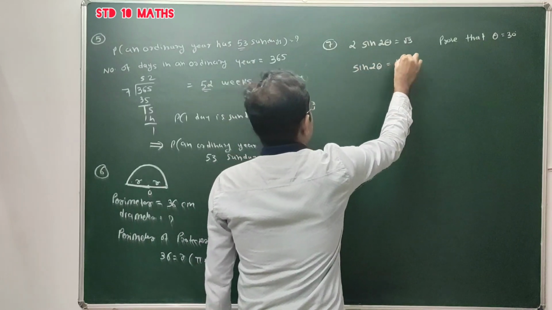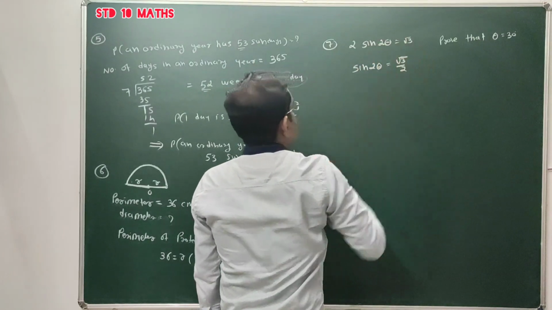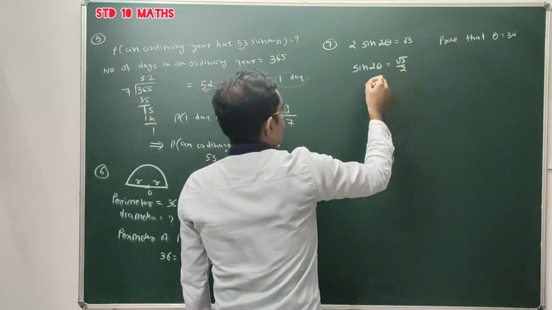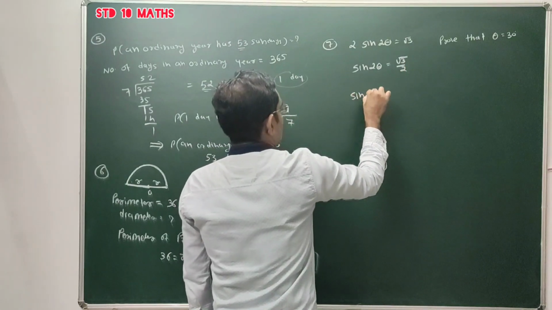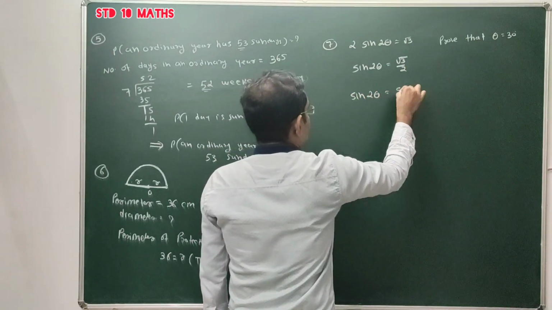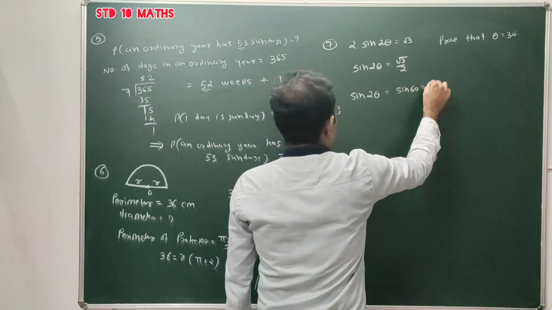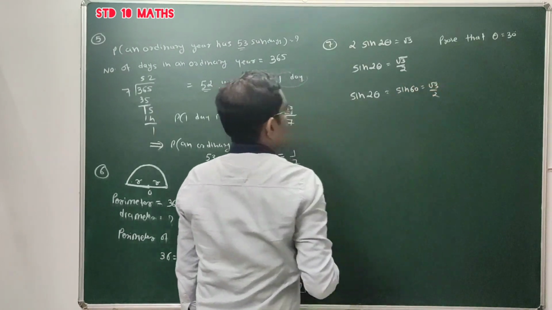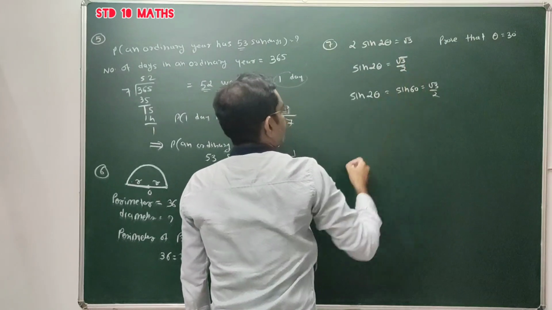Sin 2 theta equal to root 3 by 2. So which value of sin is root 3 by 2? According to our table, we can say that sin 60 is root 3 by 2. Done. So replacing this root 3 by 2 with sin 60.